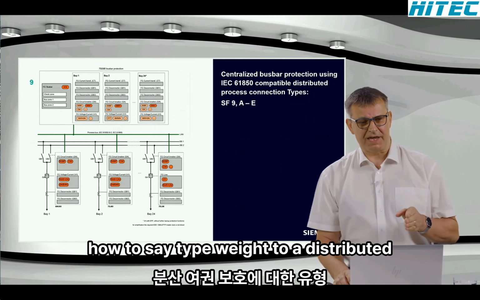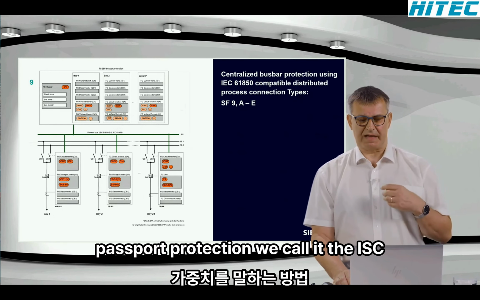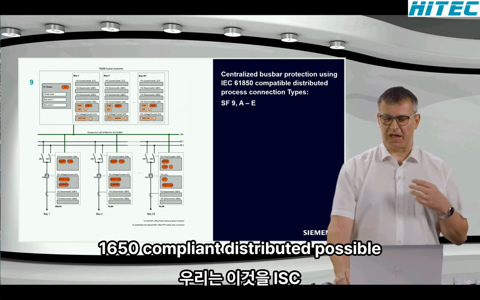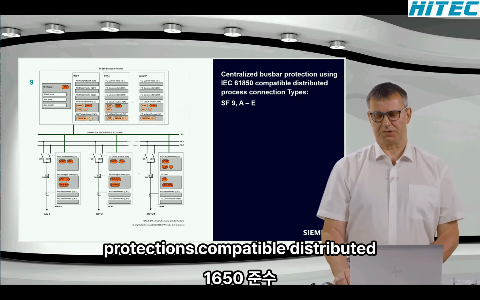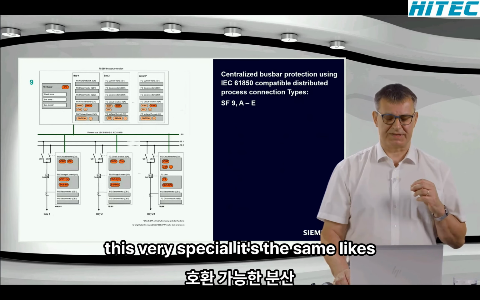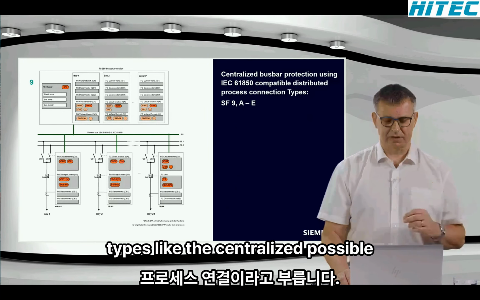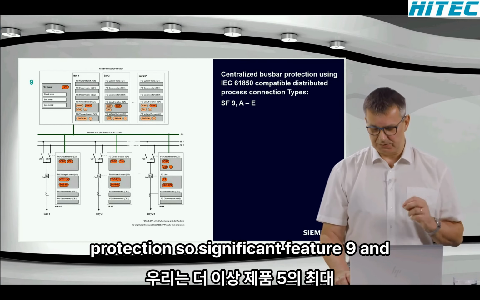type of way to do a distributed busbar protection. We call it the IEC 61850 compliant distributed busbar protection, with compatible distributed process connections. Very essential, this type uses the same types as the centralized busbar protection, the significant feature 9 and A to E.